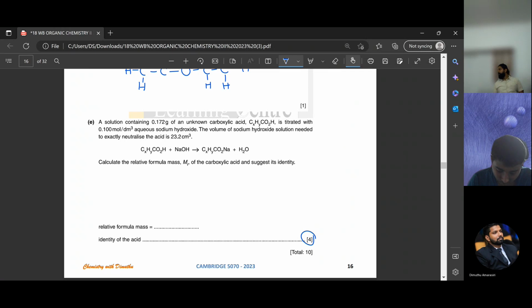What happened the other day? Did you manage to find the answer? You found 74 as the formula mass? It's not correct. Well, at least you tried. That's really good. Whether right or wrong, that's good.